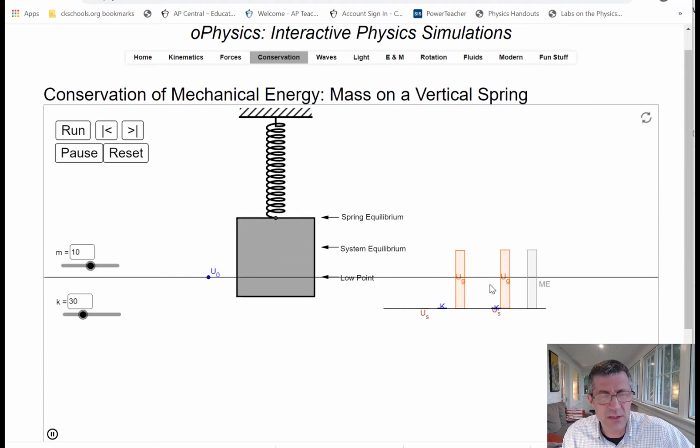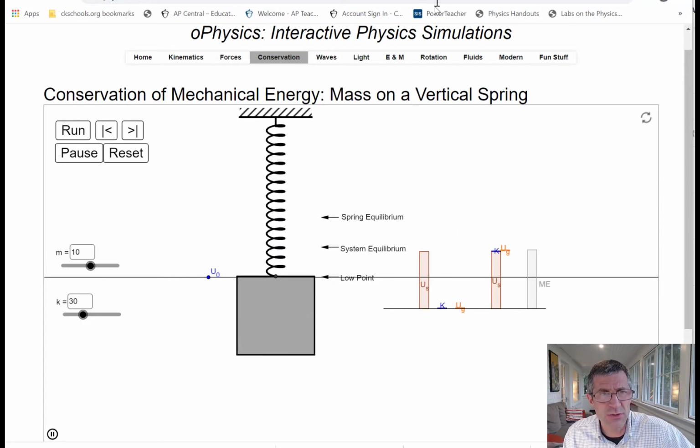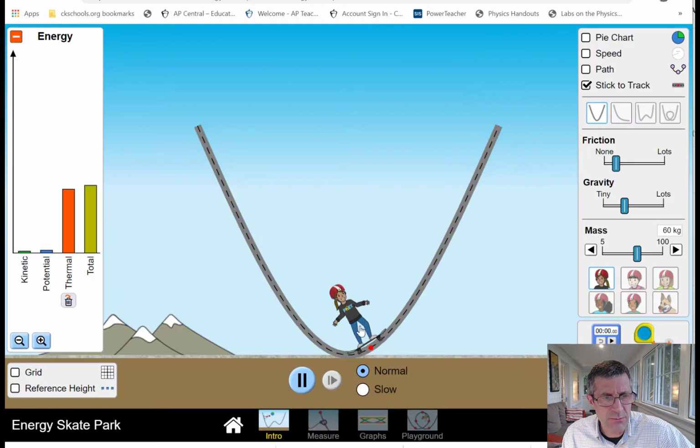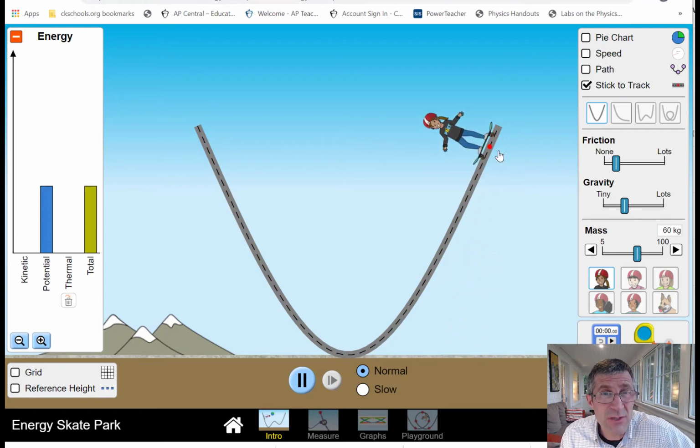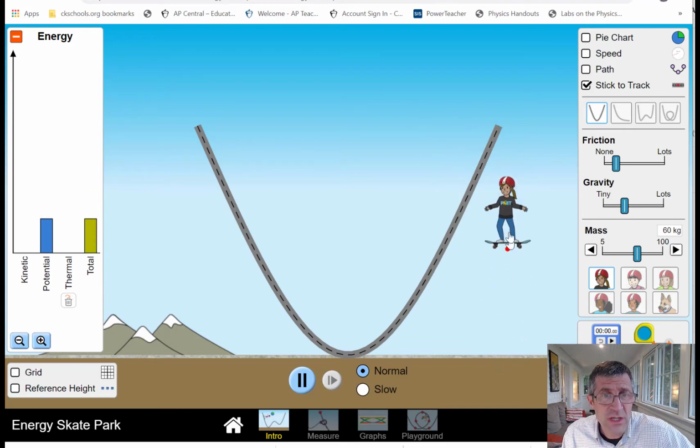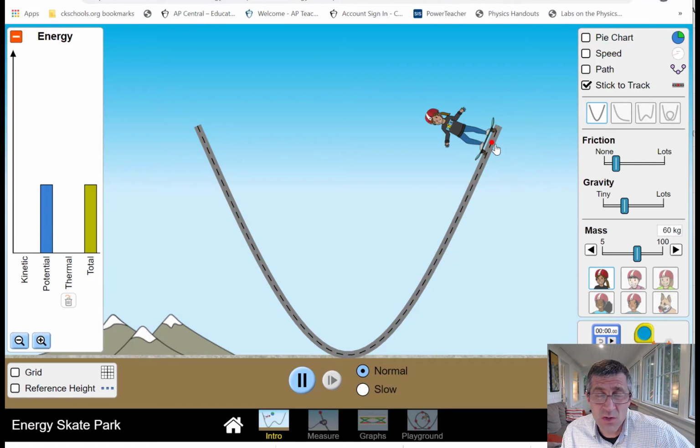But notice there's got to be something to start this in motion. Just like with my skateboarder, oh, good grief, she's got to stop. My skateboarder, I had to get her someplace. So how did I start this all? Well, I lifted the skateboarder up to the top. So I did some work. I applied some force against gravity along some distance. I applied some force over some distance to get to the top.